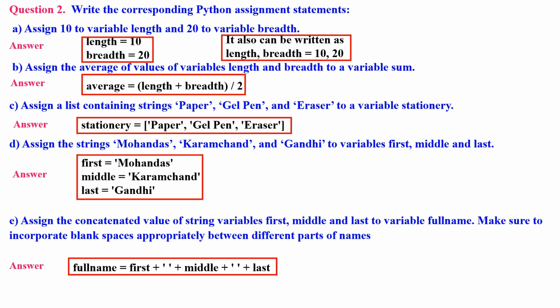E. Assign the concatenated value of string variables first, middle and last to variable full name. Make sure to incorporate blank spaces appropriately between different parts of names. Answer. Full name equals first plus blank space plus middle plus blank space plus last.